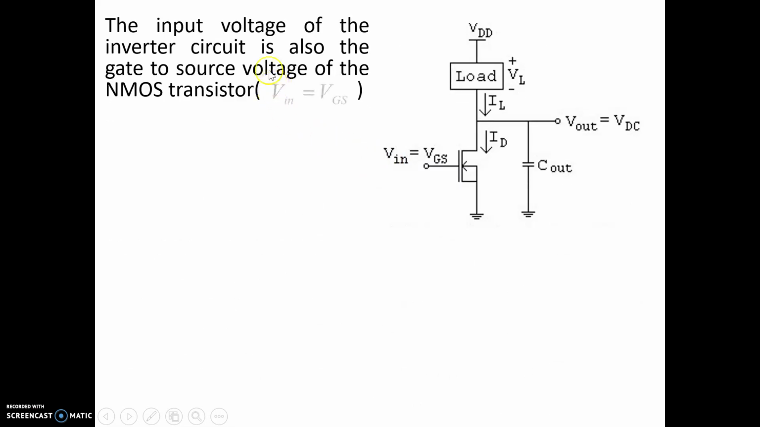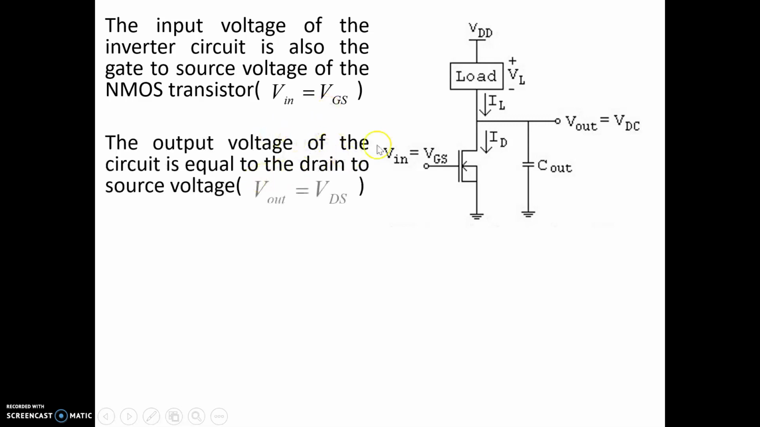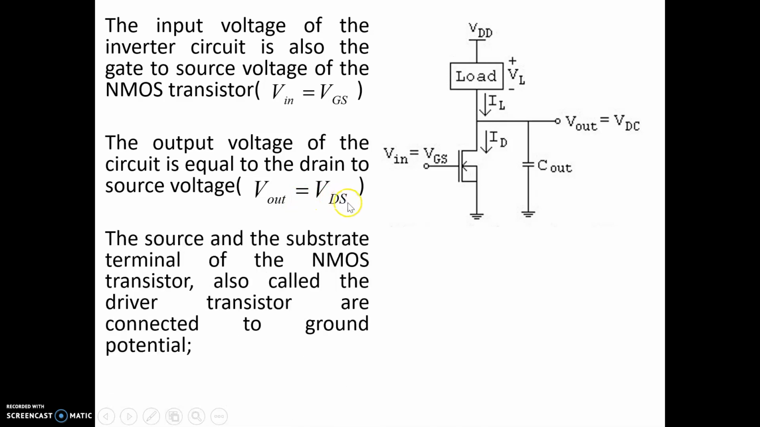The input voltage of the inverter is also the gate to source voltage. This is the driver. This is the gate terminal and this is the source terminal. So the voltage between gate and source is treated as the input voltage. Input voltage is equal to VGS. The output voltage of the inverter can be treated as the voltage between the drain and the source, VDS. So this is the output voltage, equal to the drain to source voltage, VDS.